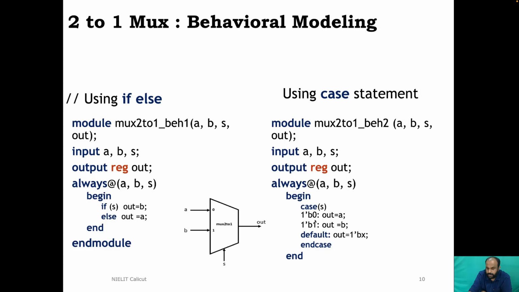Okay, if it is 0, the output value should be A according to my specification, so I am writing it here. If it is 1, the output value should be B. Okay, I am also writing another keyword called default. So what is the purpose of default?